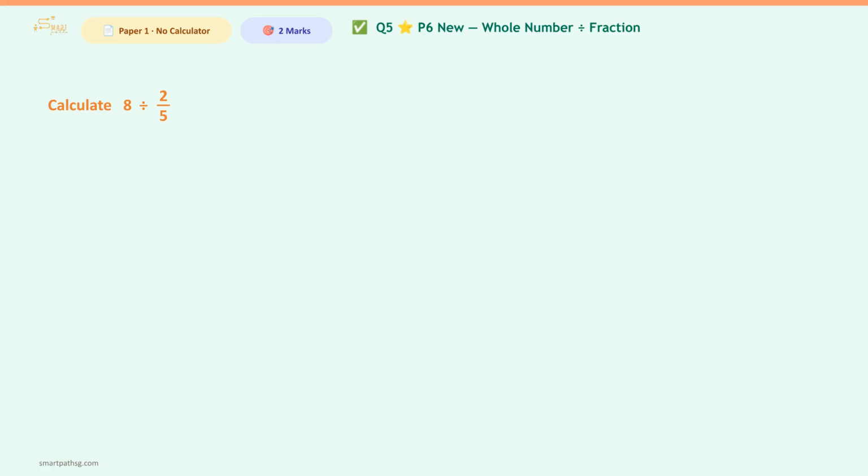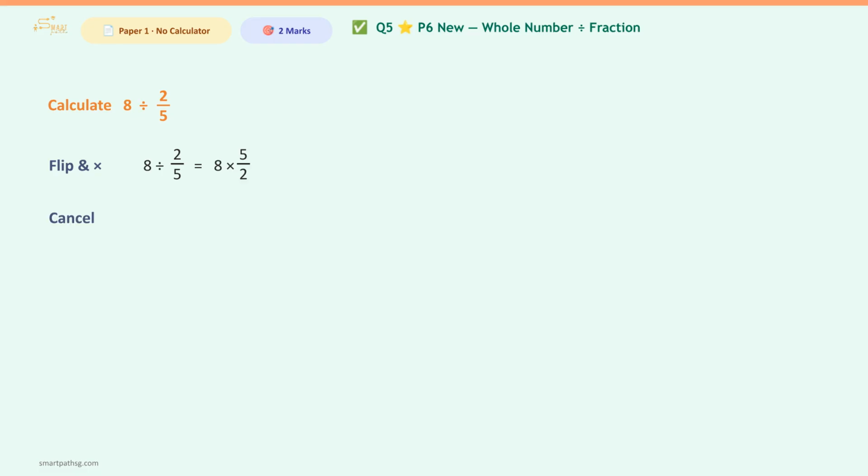Question 5 is the second type of division, a whole number divided by a fraction. Remember our single rule for division. Flip the divisor, then multiply. Step 1. Flip and multiply. The divisor is 2/5. We flip it to become 5 over 2. Our problem now changes from 8 divided by 2/5 to 8 times 5 over 2.